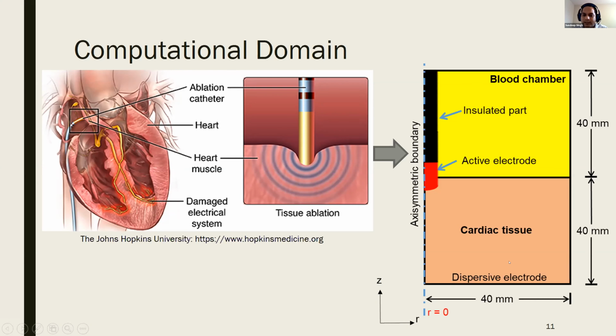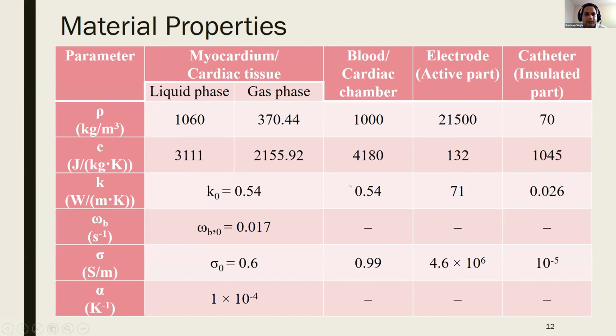So this is the dispersive electrode where we have modeled a ground condition by specifying a 0-volt condition, and the entire initial temperature of this cardiac tissue has been considered to be 37 degrees Celsius, similar to the core body temperature. So these are the material properties that are basically taken from literature.